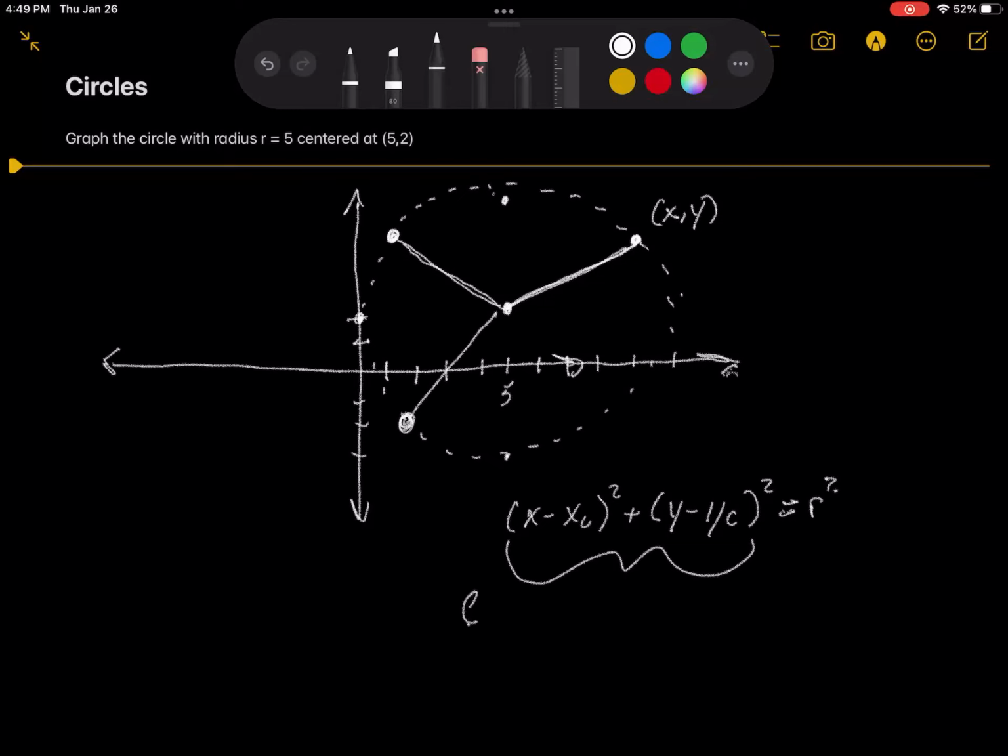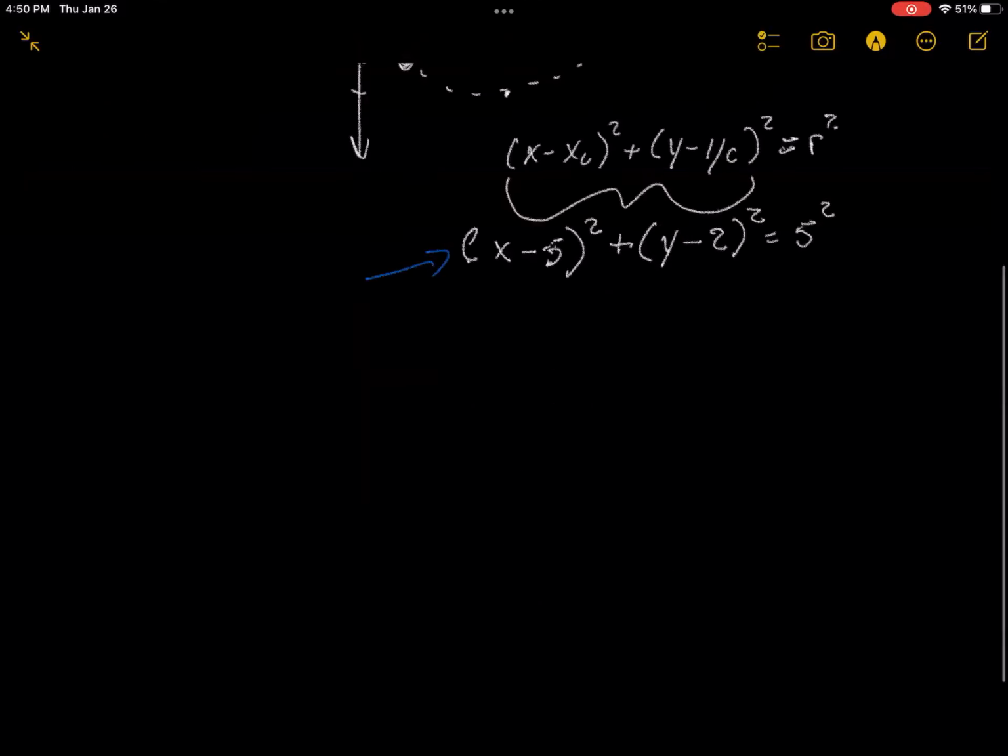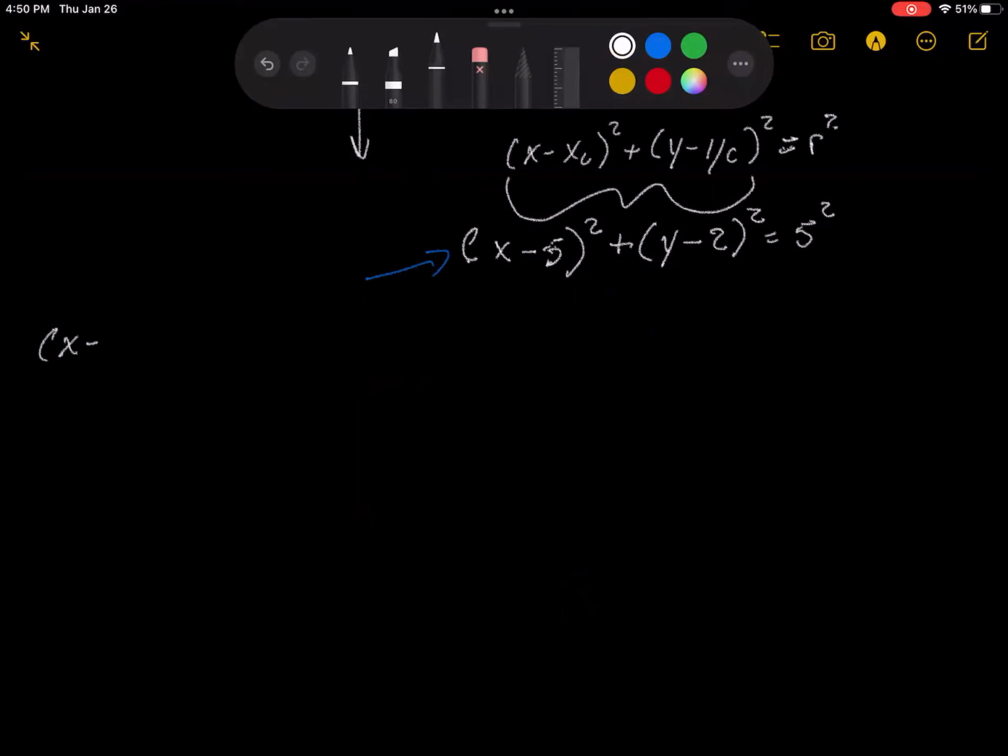We have x minus the x coordinate of our center, which is 5. Y minus the y coordinate of our center, which is 2. And my radius is 5. All right, so all of the points on the circle, all of these (x, y) points, are going to satisfy that equation. Let's give ourselves some more space. (x minus 5) squared plus (y minus 2) squared is equal to 5 squared.